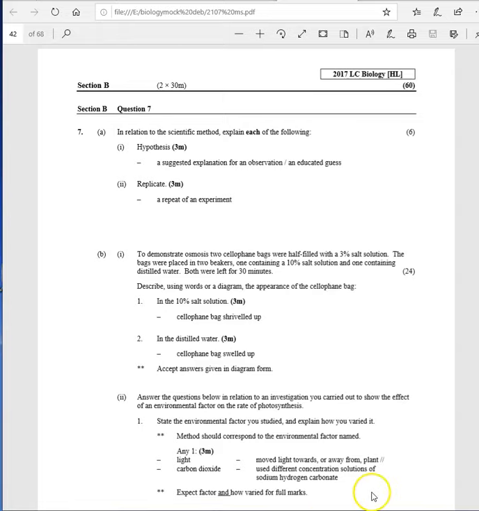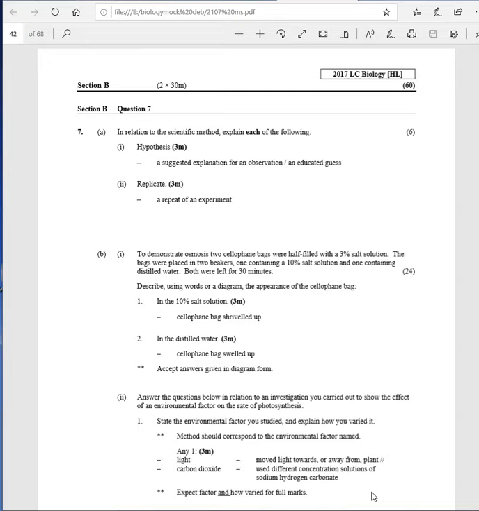Then part B, it says to demonstrate osmosis, 2 cellophane bags were placed, half filled in a 3% salt solution. The bags were placed in 2 beakers, one containing 10% salt and one containing water. Both were left for 30 minutes. Describe using words or a diagram the appearance of the cellophane bag.